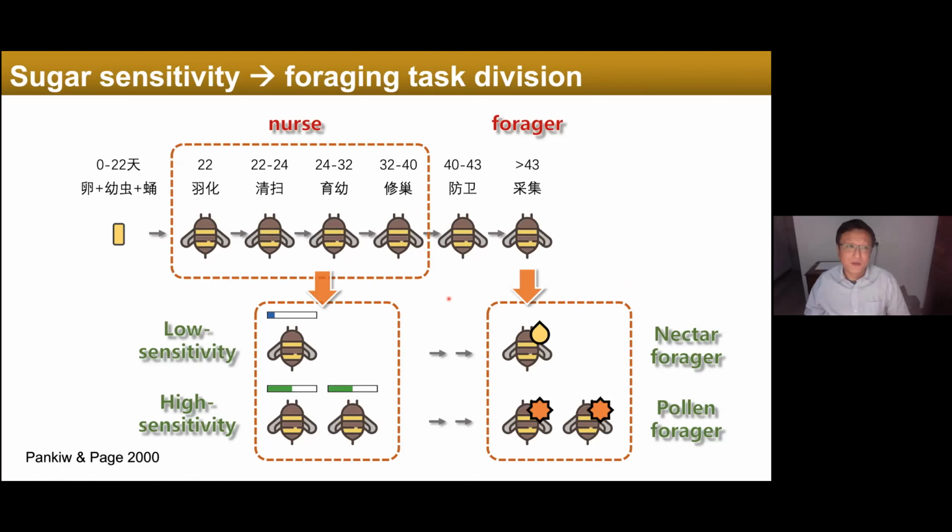It turns out that the nurse bees show variations in their sensitivity to sucrose. And this variation is correlated to foraging task division. So basically, the nurse bees that have low sensitivity to sucrose tended to become nectar foragers when they're aged, and vice versa. But those with high sensitivity to sucrose tended to become pollen foragers. And we also know the foraging capacity is heritable.